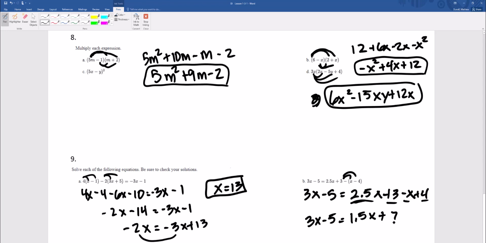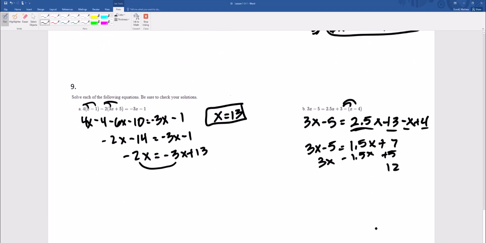So add the 5. So that's 12. Subtract 1.5x. So you're going to get 1.5x equals 12. Divide by 1.5. So that's the same as 120 over 15. So that's 8.